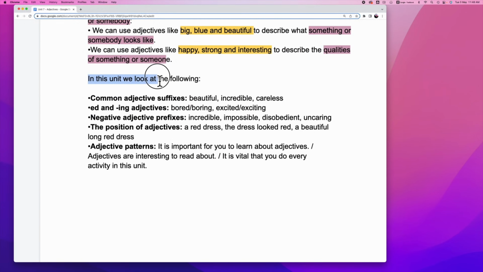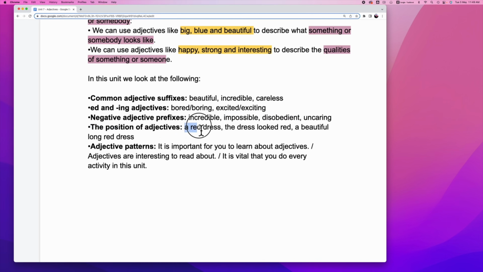In the unit, we look at the following. First, common adjective suffixes, like beautiful, incredible, and careless. Then -ed and -ing adjectives, the difference between bored and boring, excited and exciting. Then negative adjective prefixes: incredible, impossible, disobedient, uncaring. And also the positions of adjectives in a sentence.